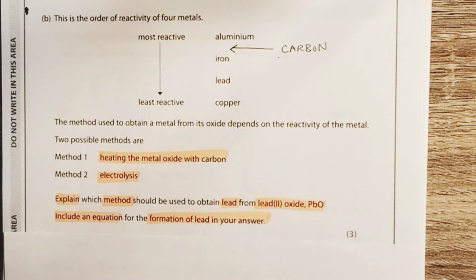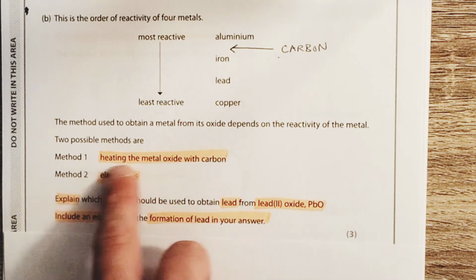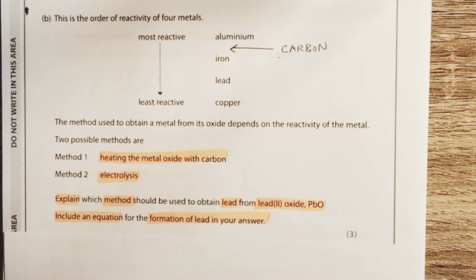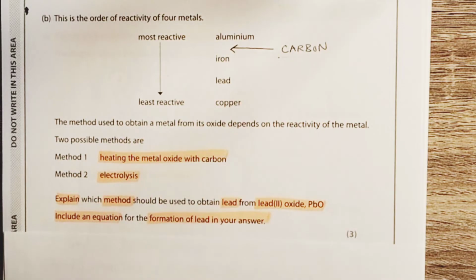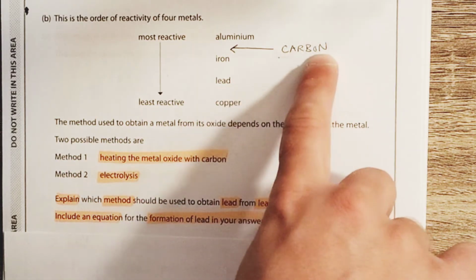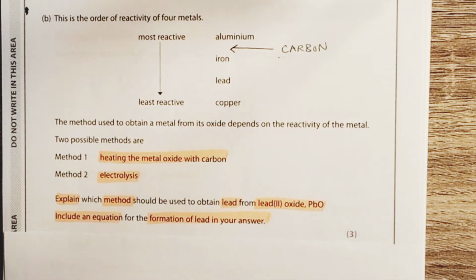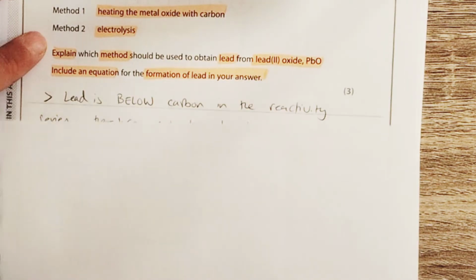Carrying on the theme of extracting metals, we're then given a section of the reactivity series with 4 metals, being asked which method would be best to extract these metals from ores, either heating the metal oxide with carbon or using electrolysis. We may be asked to explain which method would be used specifically to extract lead from lead oxide, PbO. I've actually put in myself where carbon would be in this particular reactivity series. Carbon is actually between aluminium and zinc in reactivity. So you can see that lead is definitely below carbon in the reactivity series. So that means that it's going to be able to extract the lead from lead oxide. And that's what our answer is going to hinge upon.